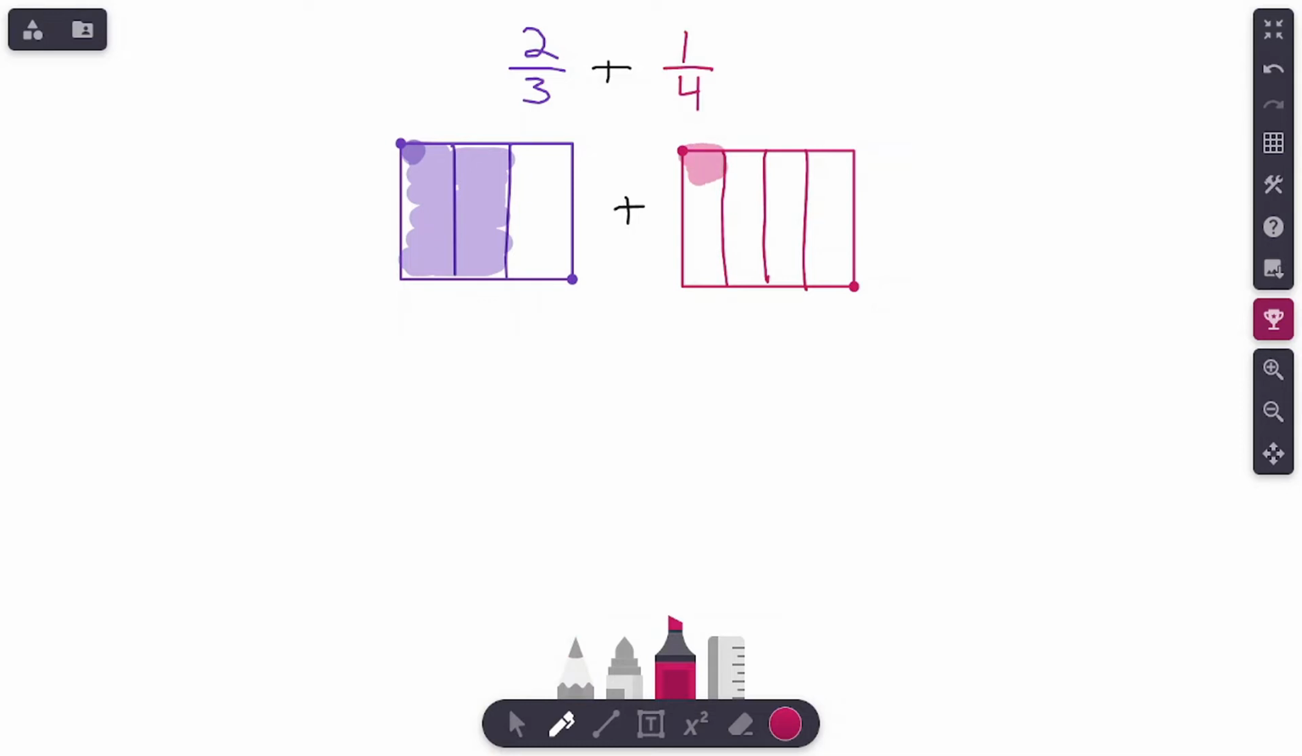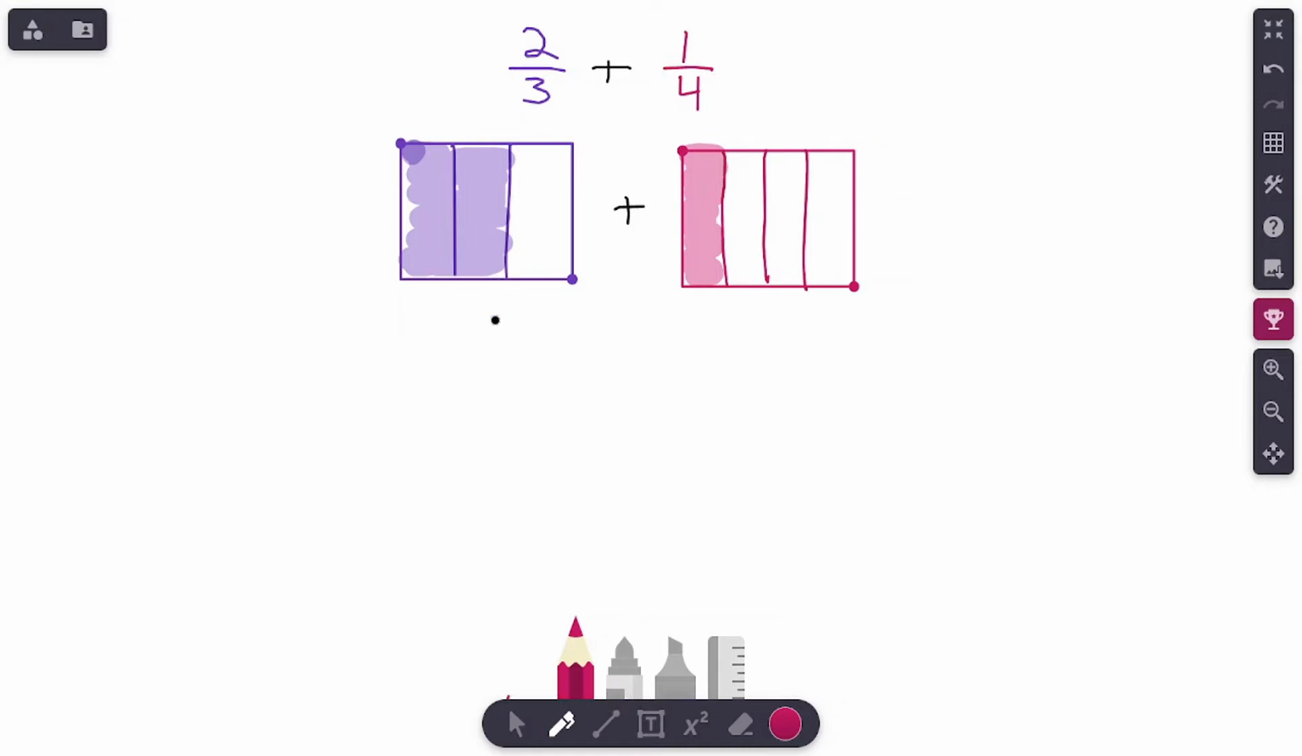The reason for that is because both models need to be broken into the same number of pieces. This model is in thirds, this model is in fourths. There's 3 equal sized pieces, there's 4 equal sized pieces, okay? So this is what the models look like originally, well, the way I would draw them. Some of you draw the lines horizontal, and that works as well.